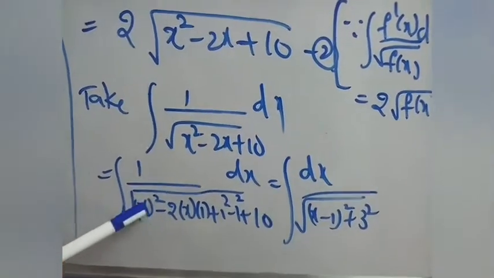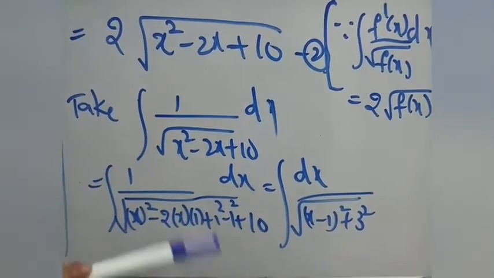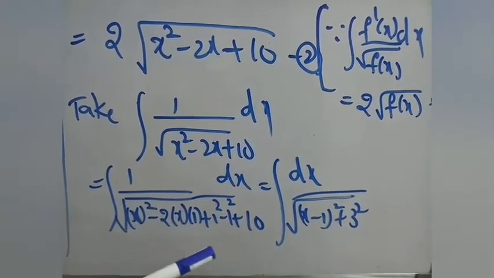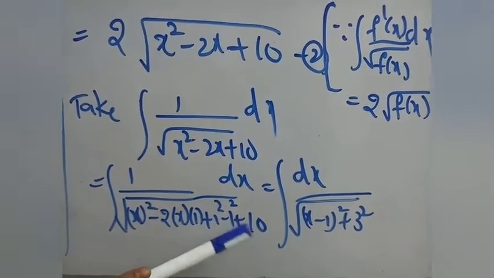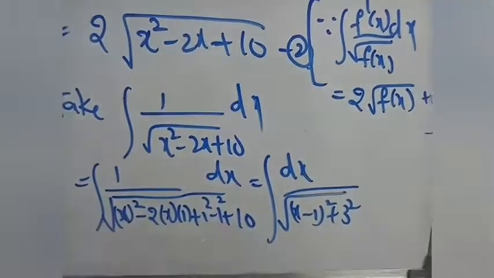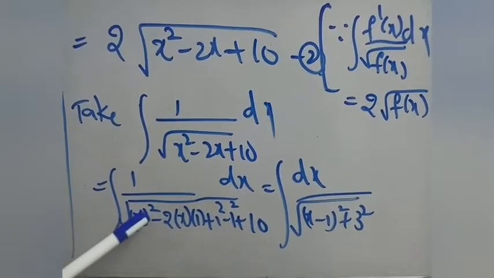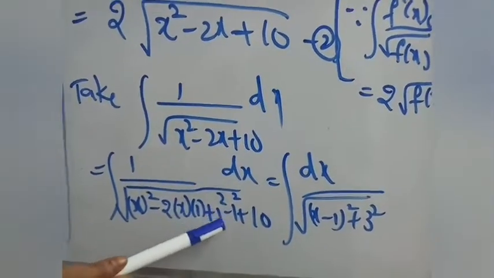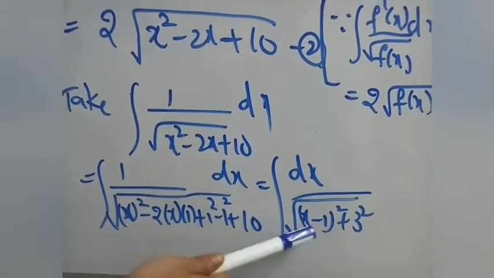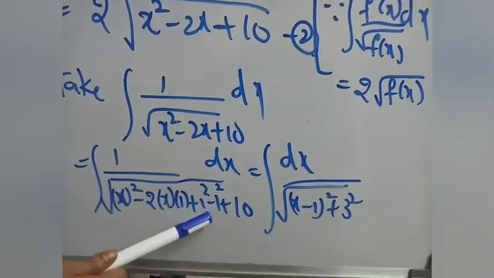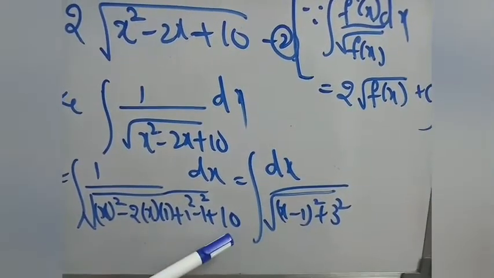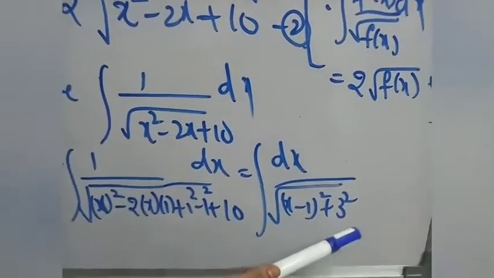Now here the a square minus 2ab term is there. Now we have to add and subtract the b square term, that is b square minus b square, and plus 10 as it is. Now we can convert this into a square minus 2ab plus b square, that is (a minus b) whole square. a minus b means (x minus 1) whole square, plus 10 minus 1 is 9. 9 can be written as 3 square.